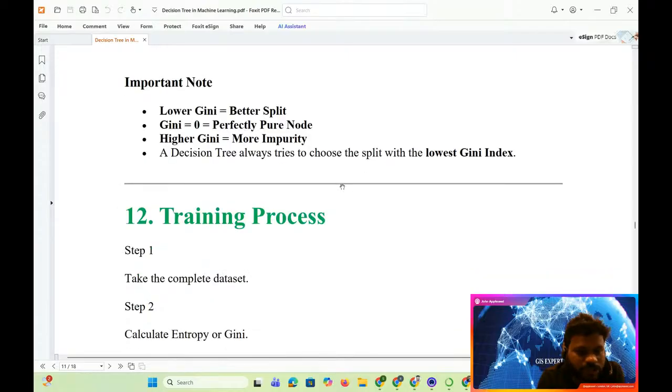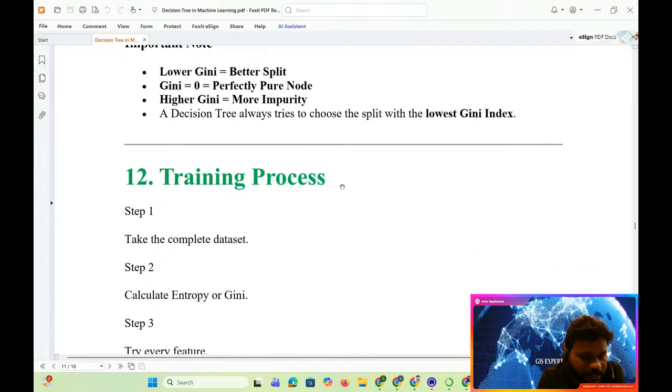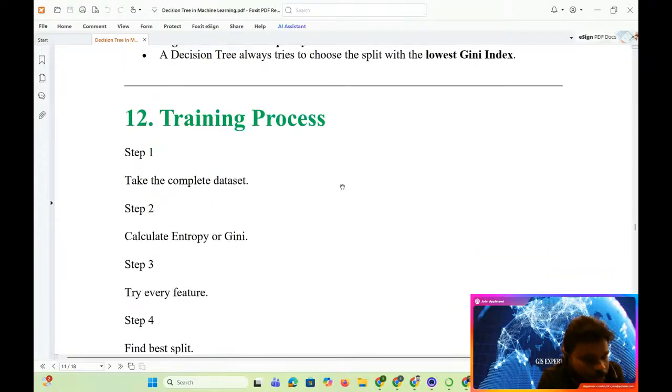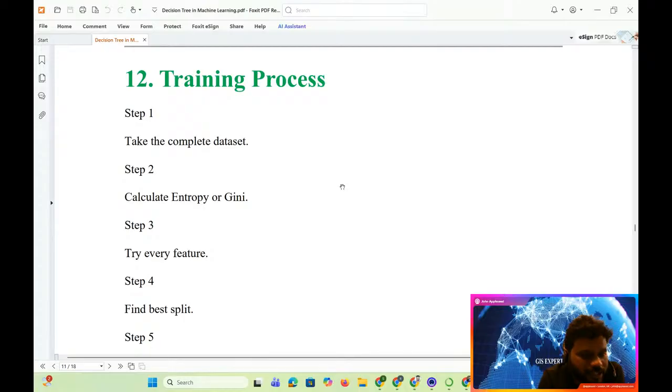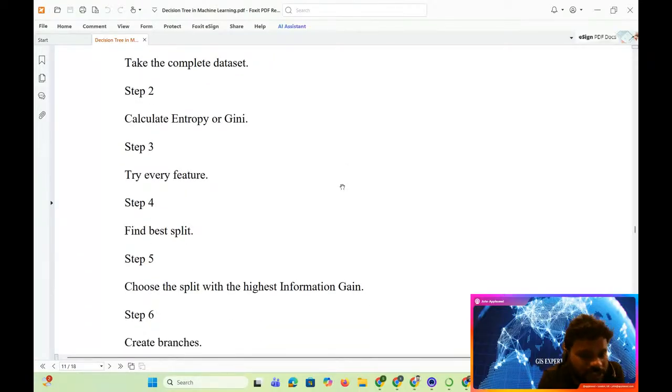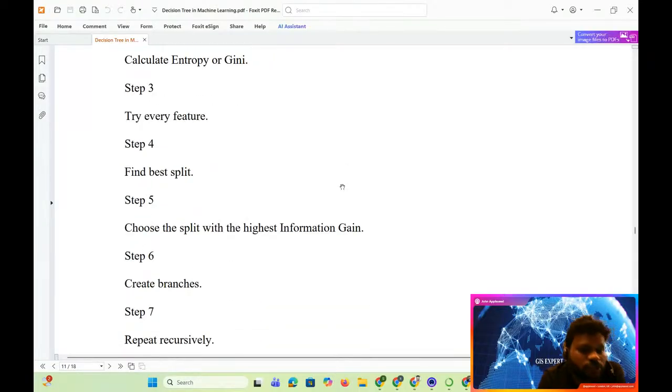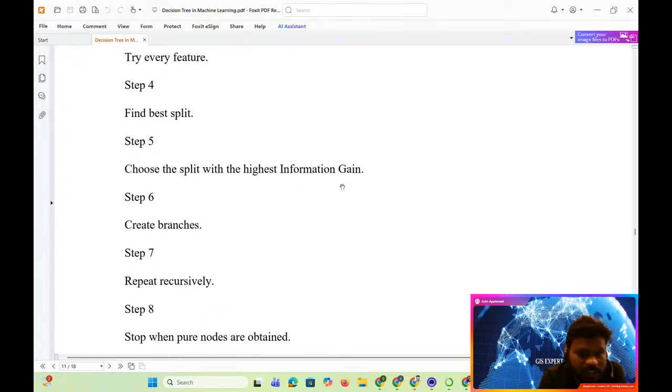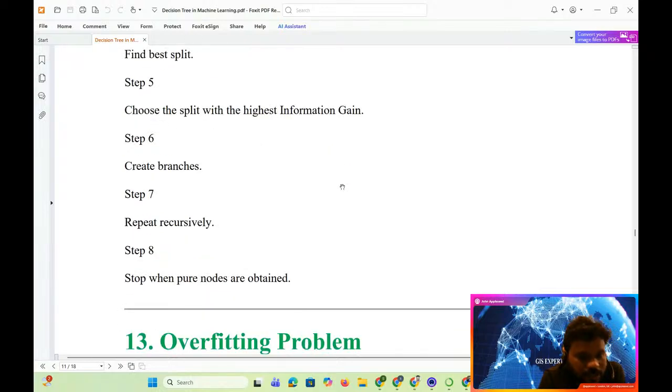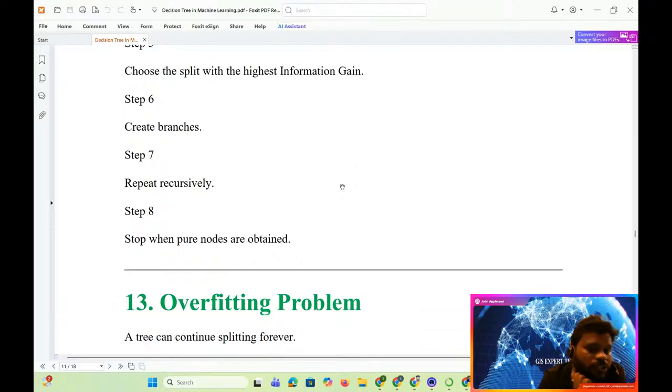So the training process: step 1, take the complete data set. Step 2, calculate the entropy or Gini. Step 3, try every feature. Step 4, find the best split. Step 5, choose the split with the highest information gain. Step 6, create branches. Step 7, repeat recursively. Step 8, stop when pure nodes are obtained.